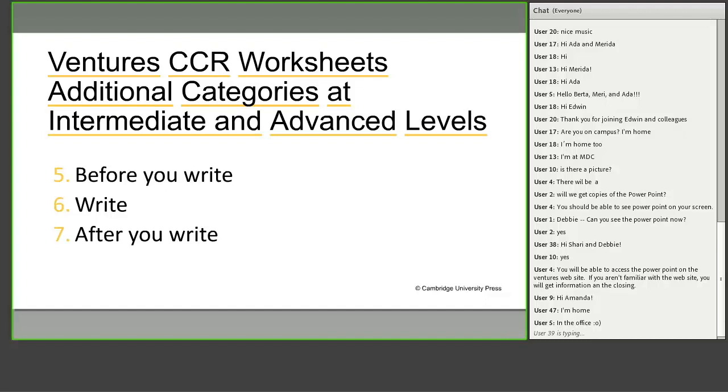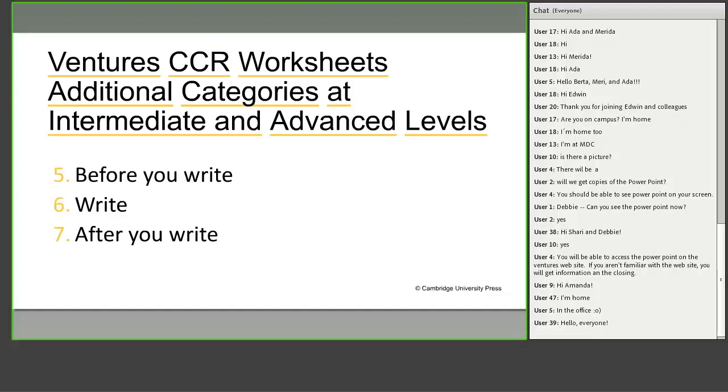Additionally, at the intermediate and advanced levels, there are 3 additional categories that support further critical analysis and synthesis through writing. Before you write, learners complete an appropriate graphic organizer: opinion, summary, compare, contrast, cause and effect, maybe problem solution. Then they write, addressing an expository writing prompt.